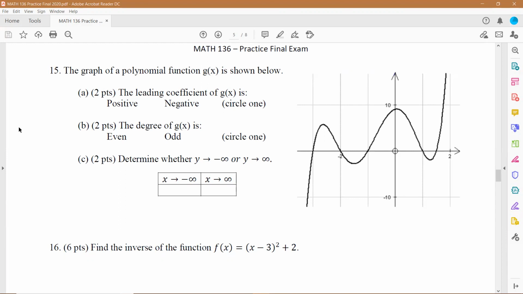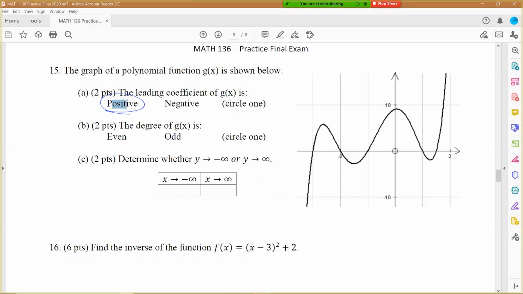For this one, the leading coefficient is either positive or negative. All you have to do is look at the end behavior here. If I look all the way on the right of my graph, is this going up or going down? Up. It's going up, so it is positive. If this would happen to continue down to the right, it would be negative. So it's all based off where this is going at the right side.